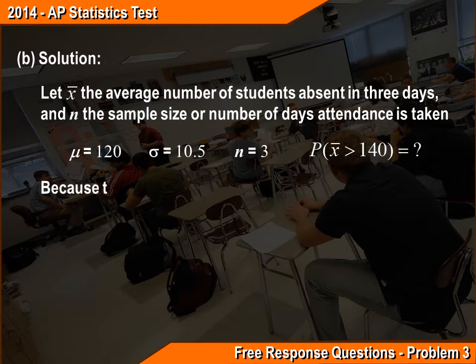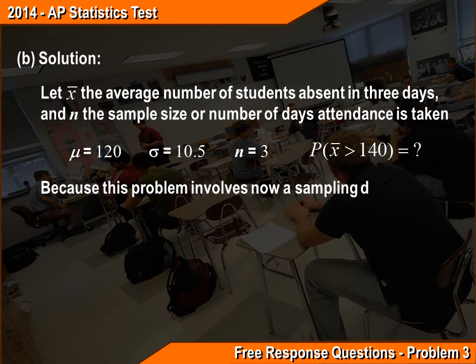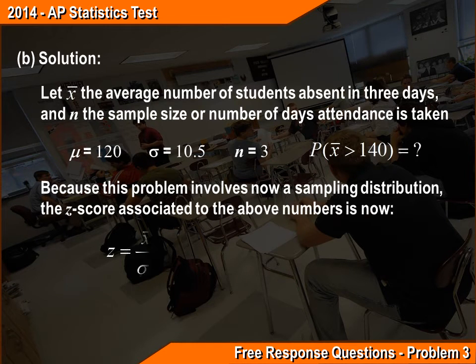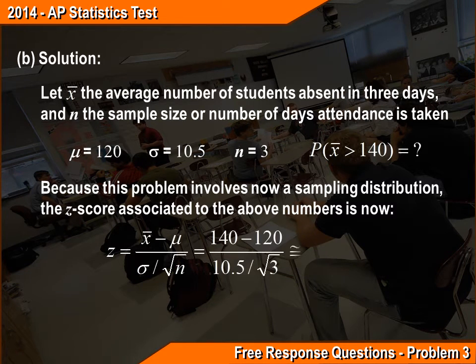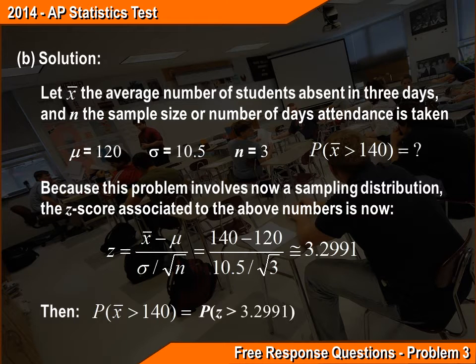Because this problem now involves a sampling distribution, the z-score associated with the above number is different. Plug in the corresponding values. The z-score is now 3.2991. Then, the probability to get an average number of students absent in 3 days greater than 140 is the same as the probability to get a z-score greater than 3.2991, or the probability to get a z-score less than negative 3.2991.